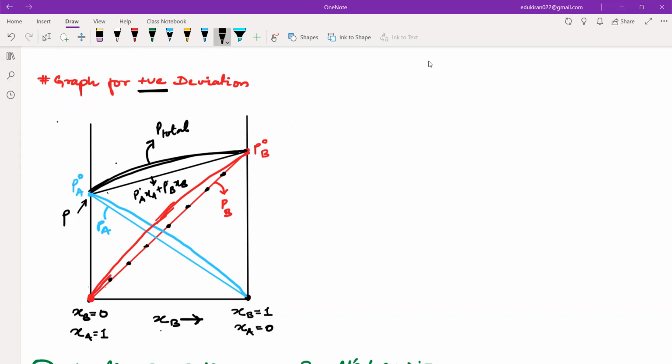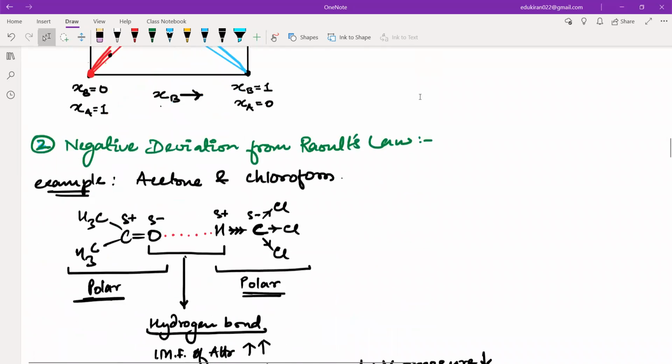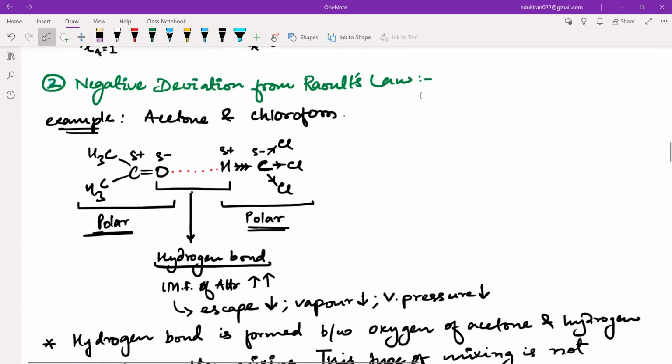In positive deviation, what happens? The P total is higher than P naught A chi A plus P naught B chi B. Similarly, this PA and PB will also be higher than the ideal case. You got my point? Yes or no? Yes. Okay. Now, moving on, negative deviation from Raoult's law.